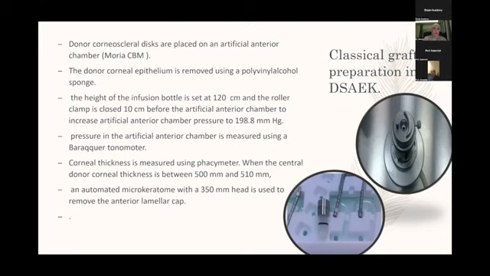Usually a donor corneoscleral disc is placed on an artificial anterior chamber, and the donor corneal epithelium is removed using a PVA sponge. The height of the infusion bottle is set at 120 cm, and the roller clamp is closed 10 cm before the artificial anterior chamber to increase the chamber pressure to around 200 millimeters of mercury. Pressure in the AC is also measured using a parakeratometer. The corneal thickness is measured with a pachymeter, and usually when the central donor corneal thickness is between 500 and 510, an automated microkeratome, usually a 350 micron head, is used to remove the anterior lamellar cap. And this is the way it is used in eye banks to prepare a pre-cut corneal button.